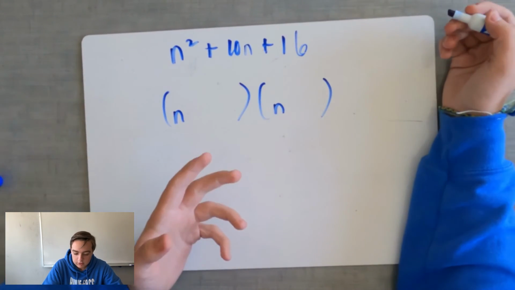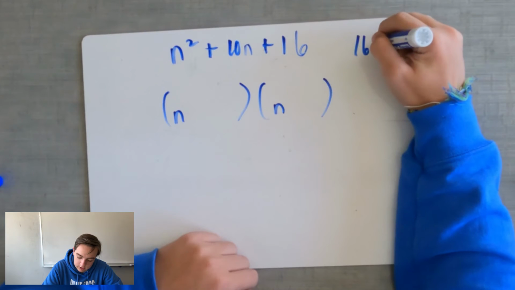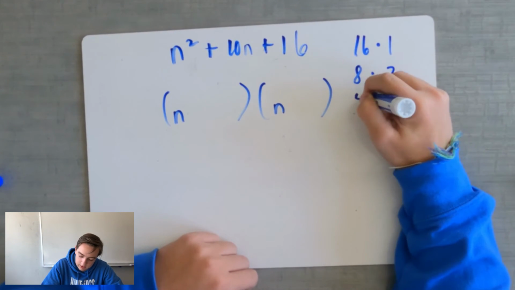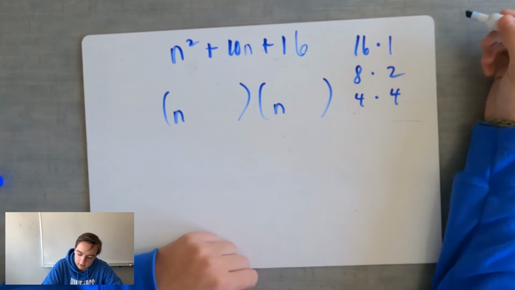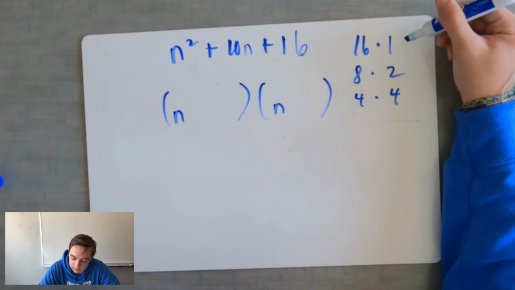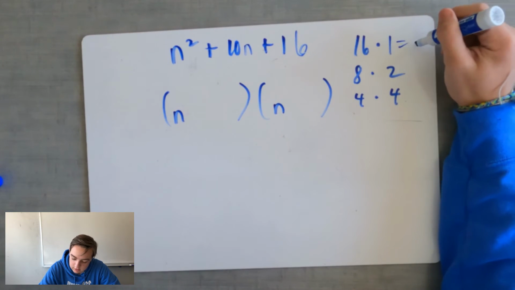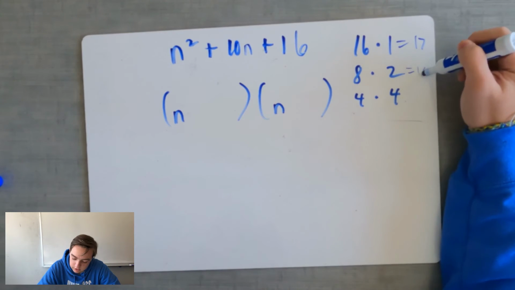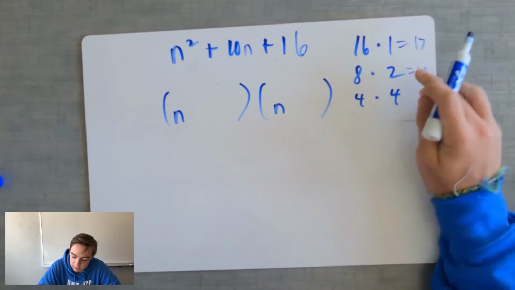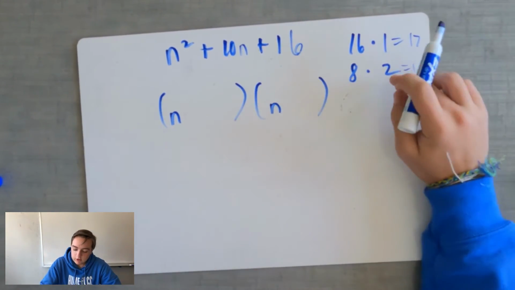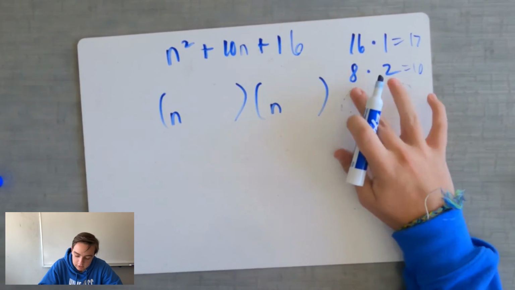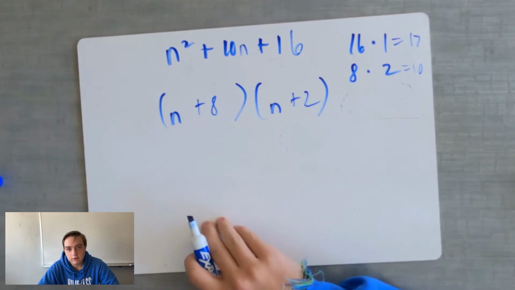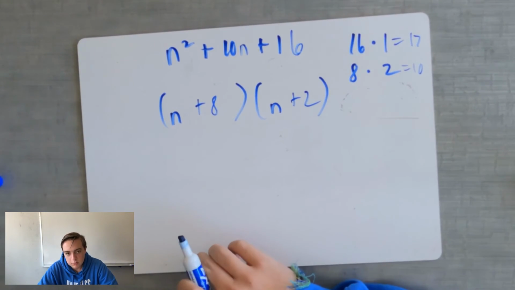So let's just list out what numbers can multiply to 16. So we've got 16 times 1, 8 times 2, and 4 times 4. Now let's just look at this first one. 16 times 1. 16 plus 1 adds to 17. 8 times 2, 8 plus 2 equals 10. Now that we've done that, we don't need this one anymore. So, since they're both positive, these two numbers are just going to be positive. So, plus 8 plus 2, and then there's our finished function. N plus 8 times n plus 2.